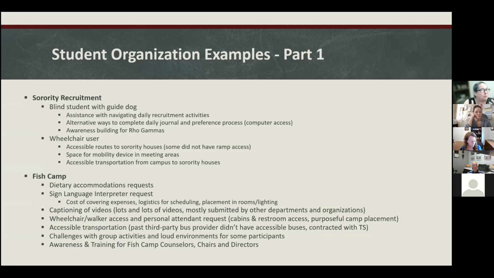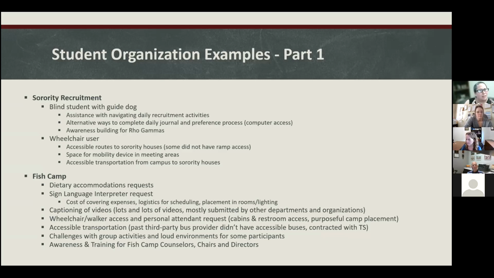And they ended up using, I think, a golf cart to take the person from house to house and help them navigate going from house to house. And we did some additional training for their leaders, which are called the Rho Gammas, just to make sure they understand how to work with somebody who has a visual impairment and some things to consider when they're working with them. So it just takes a little thought and planning.